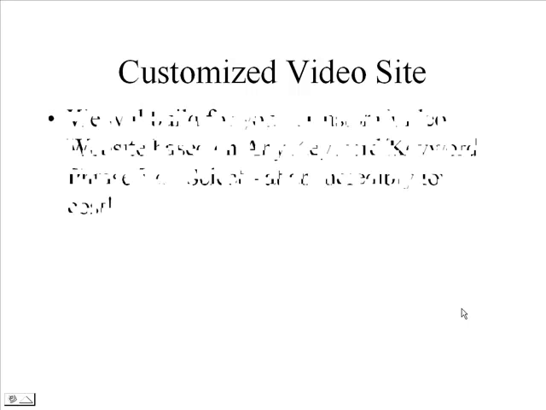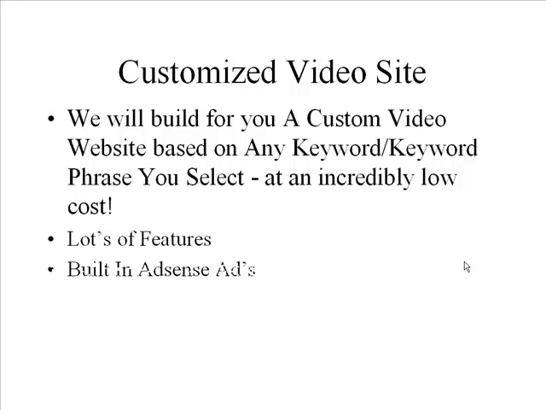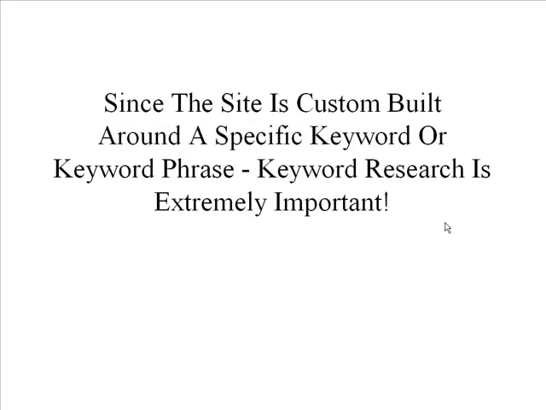I just wanted to put a quick video together to let you know what we're up to here. We're offering to build for you a custom video website based on any keyword or keyword phrase that you select, and we're going to do that at a really low cost. But we're not going to skimp. We're going to include a lot of features that you wouldn't think we'd be able to incorporate. Things like AdSense ad blocks, banner advertising blocks, social bookmarking on every page, and a lot of other features, like I said, that you wouldn't expect us to be able to do for such a low cost.